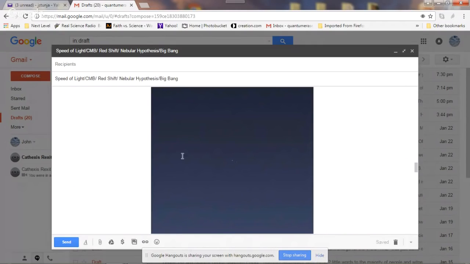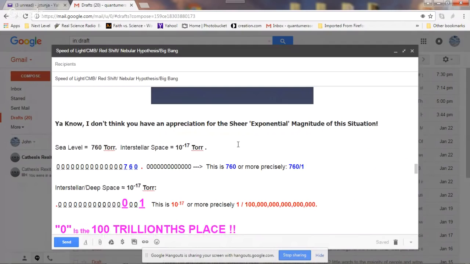So let's say this little dot right here is the Earth. It's got 760 torr air pressure right near the surface. Everything in here is 10 to the negative 17 torr. I mean, this is a joke. Everything in here, and you've got 760 right on the surface on this little dot. I don't think so. But I don't think you have an appreciation for the sheer exponential magnitude of this situation. Like I said, sea level is 760 torr, and interstellar space is 10 to the negative 17 torr.